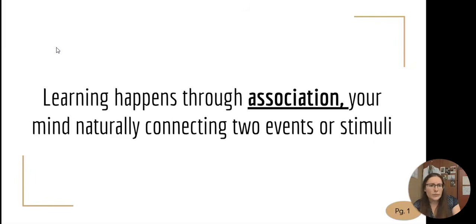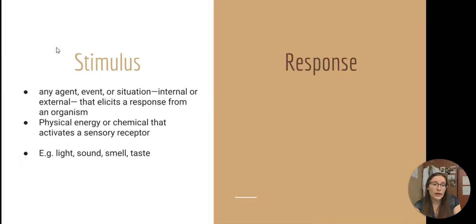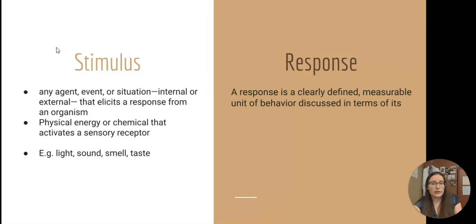So today I'm going to briefly introduce you to some of the kinds of learning that we have going on in this unit. We have learning happening through association, which is our mind naturally connecting events or stimuli. We have stimuli, which is any sort of event, agent, physical energy, chemical, light wave, sound wave that activates a sensory receptor. These then create a response.